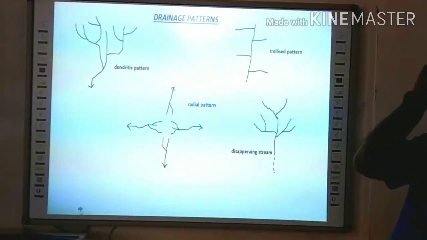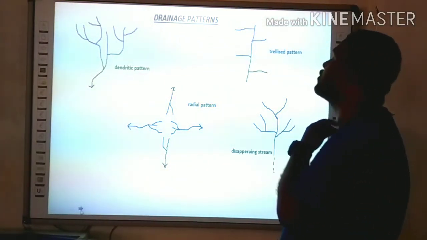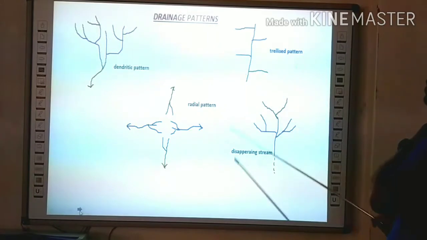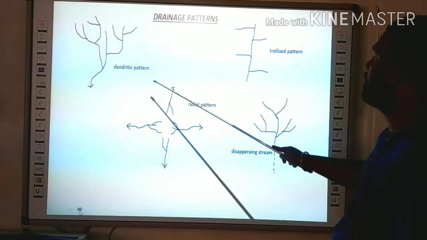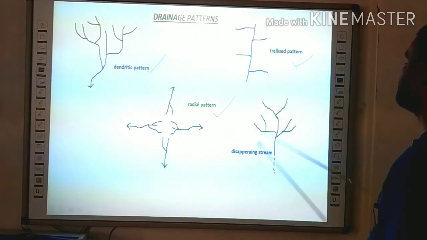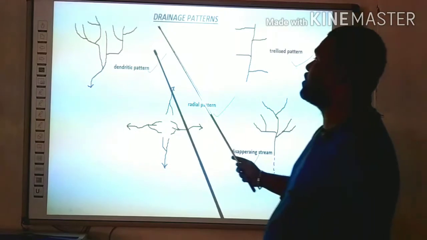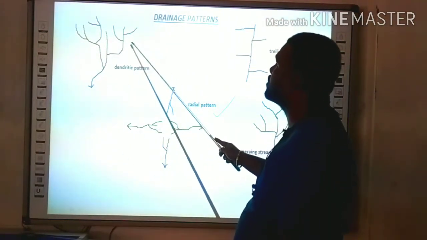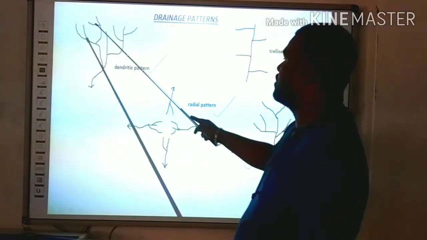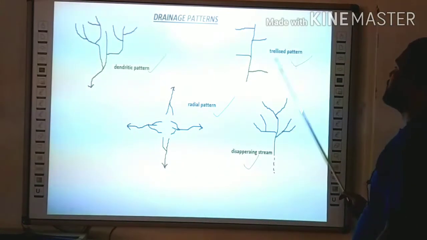Now drainage pattern. The maps that you get usually in your exam will consist of these 4 types of drainage pattern: dendritic, radial, trellised pattern or disappearing stream. Now dendritic pattern is very easy to identify. Why? Because it looks like a branch of a tree. You can see here it looks like a branch of a tree.